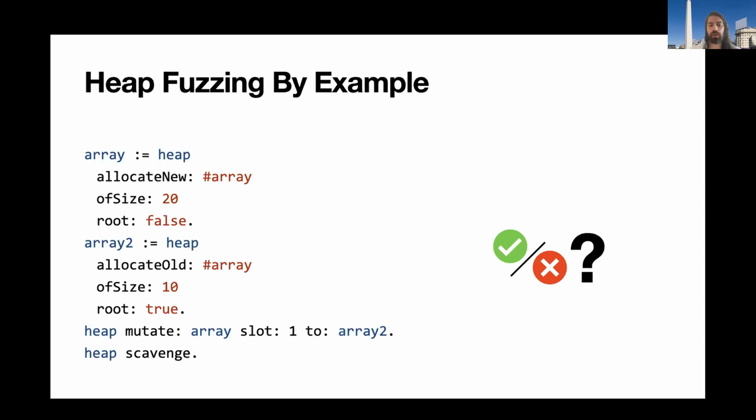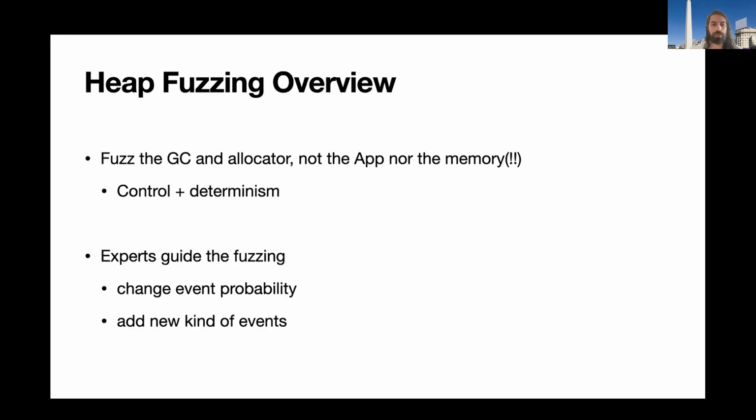So how does our solution actually work, and how does it detect if something works or not? Let me give you some overview, and then I will give you a nice picture with the ideas. The idea is that we are fuzzing the GC and the allocator directly, not the application or the memory. That helps us in having control and determinism and to create a scenario that makes sense to the garbage collector.